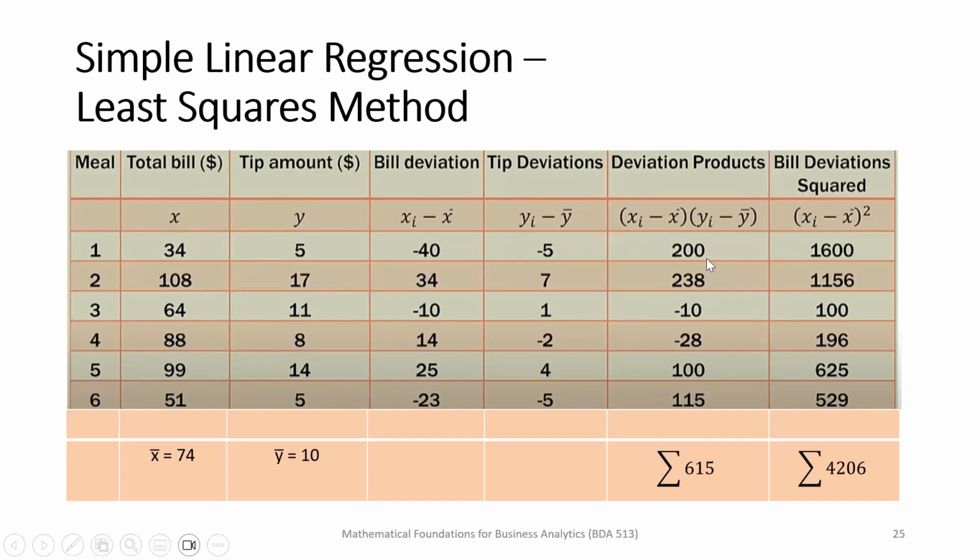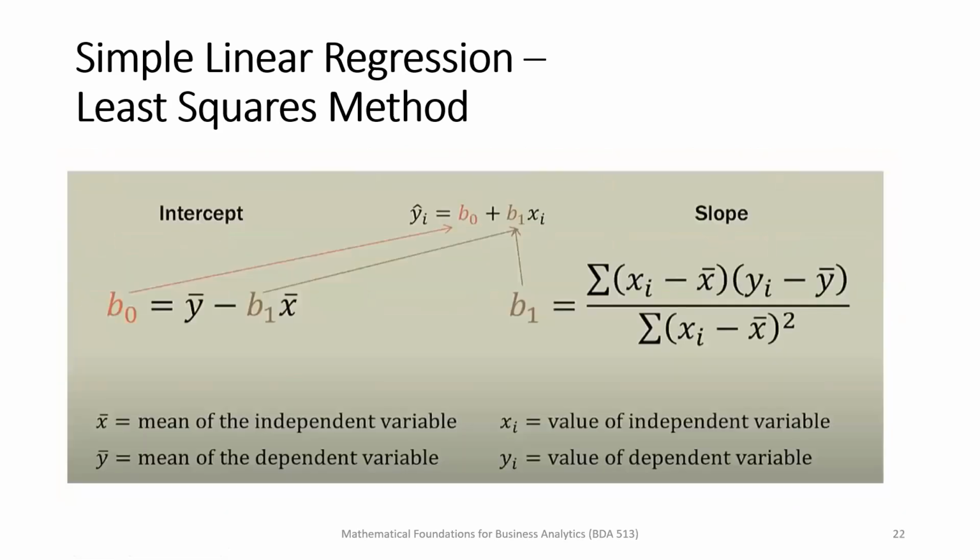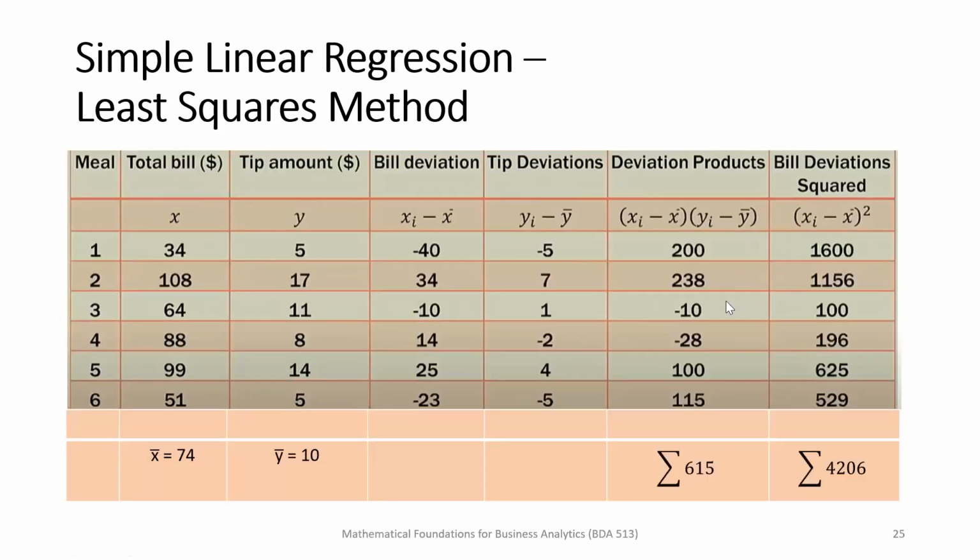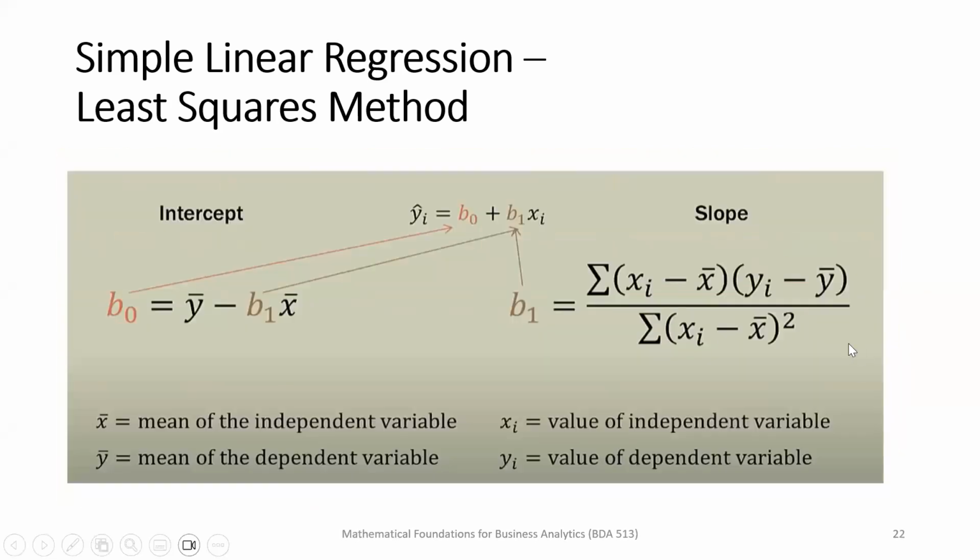All right? So when you finish, just sum them. Okay? That gives you the numerator. We are summing the product of Xi minus X bar and then Yi minus Y bar. Okay? That's a summation. So that gives you the numerator. So the numerator here becomes 615. All right? And then remember that this is all divided by the summation of the sum of squares.